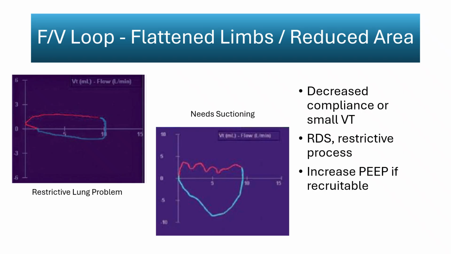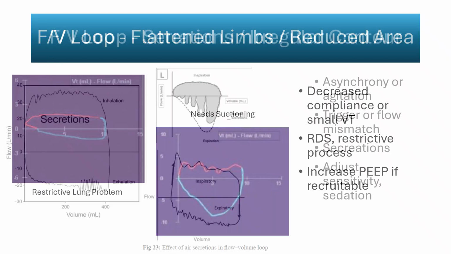When the lung is recruitable, such as early in neonatal RDS, increasing positive end expiratory pressure may improve the loop shape by opening collapsed units and restoring volume exchange. When the flattening is due to secretions, suctioning restores patency and expands the loop by allowing normal flow to return.